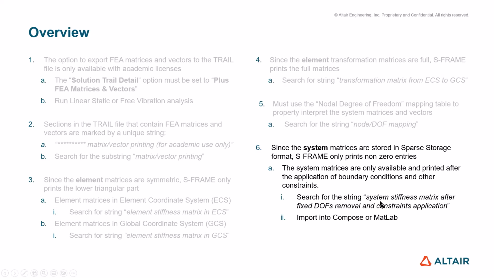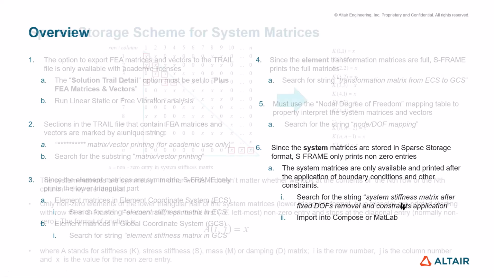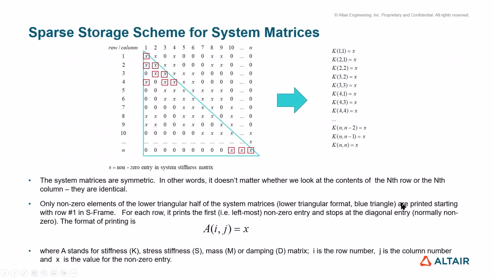To locate the system stiffness matrix quickly, just search for this string. And by the way, we'll also show how to import into Altair's Compose or MATLAB. So this is a graphic representation of the sparse storage scheme. So imagine that you have a system matrix like this. It's symmetric, so we should only be concerned about the lower triangular.